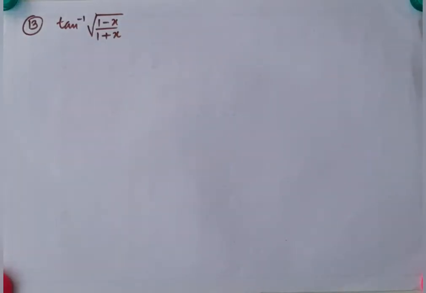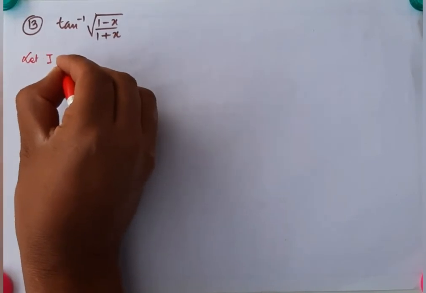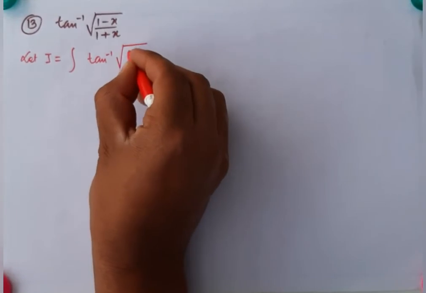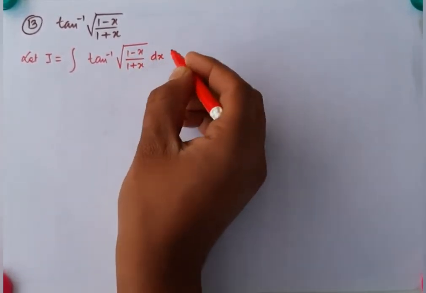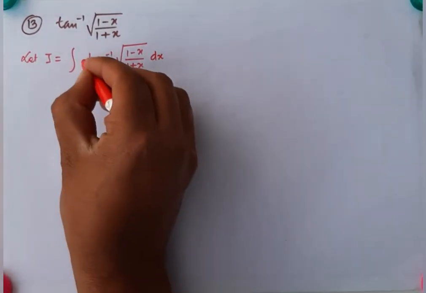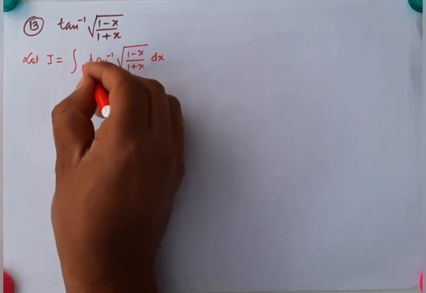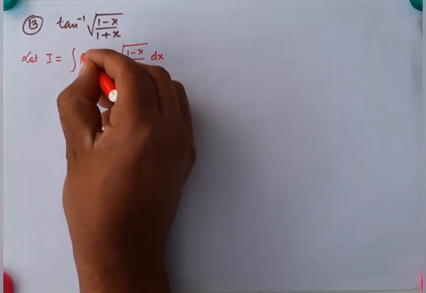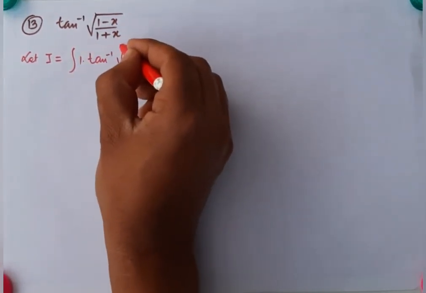Okay, so let me take this question. Let I be equal to tan inverse of square root of (1 minus x) by (1 plus x) dx. Now as usual, if you want to put 1, that also can be done. If I put 1 here, then this is my constant, so that's why this becomes my second function. So this becomes my first function.